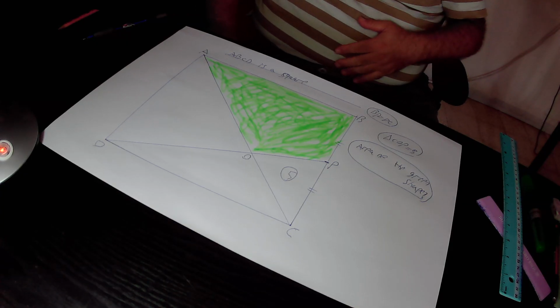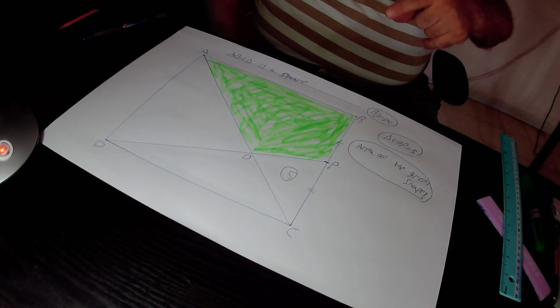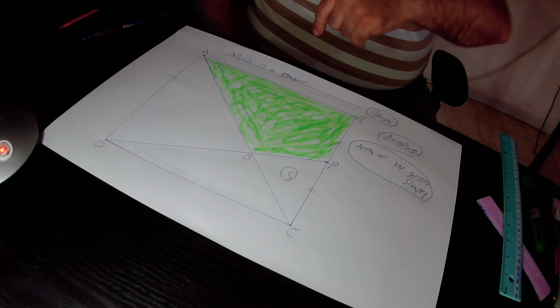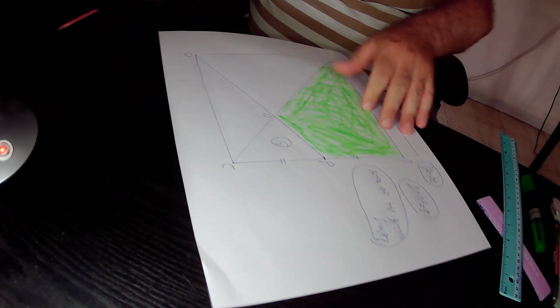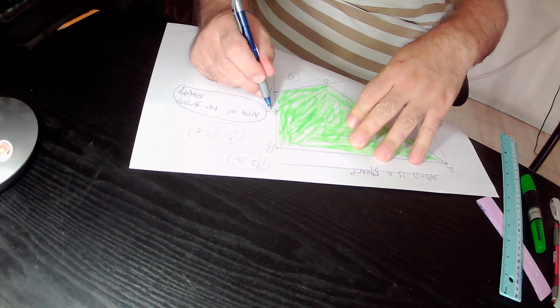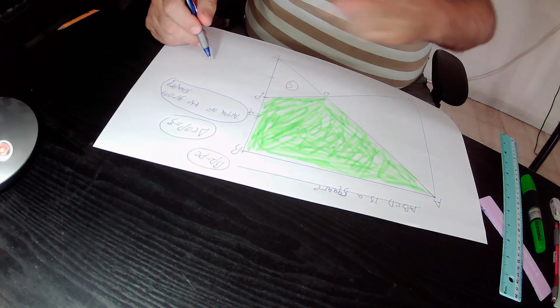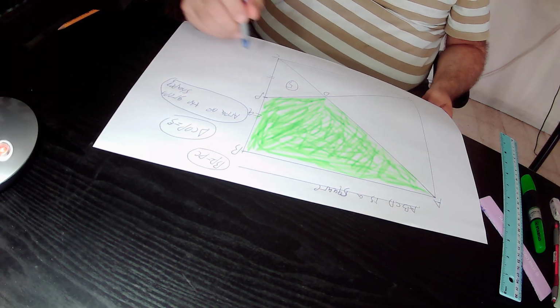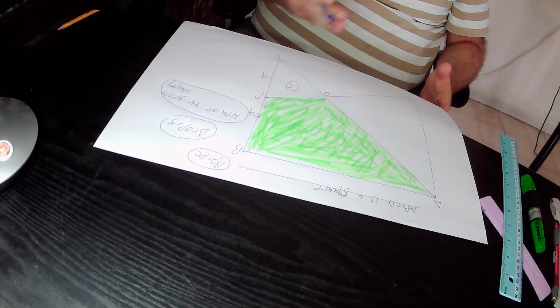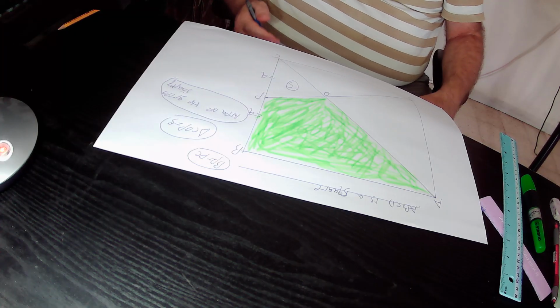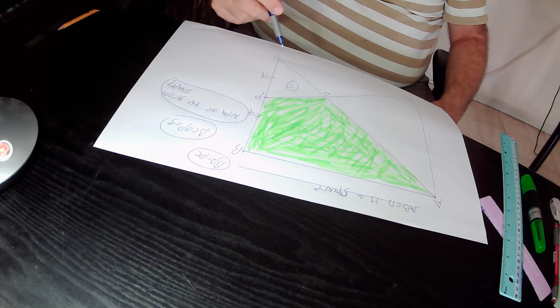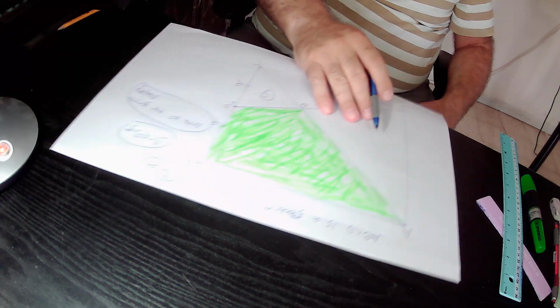So, first of all, we will define the length of BP as A. If BP is A, PC must also be equal to A because they are equal to each other. We know that all the sides of any square are equal to each other. So if BC equals 2A, then AD must also be equal to 2A.